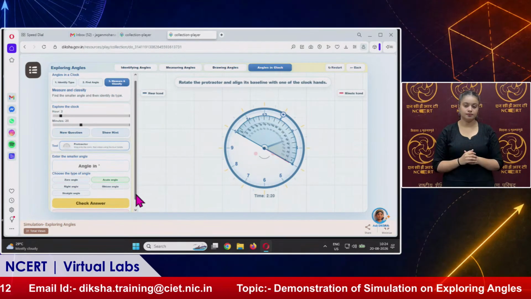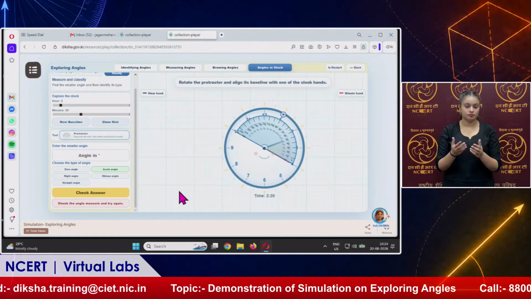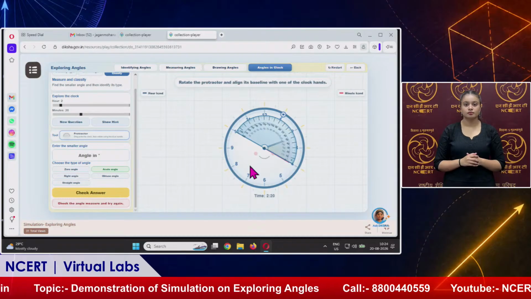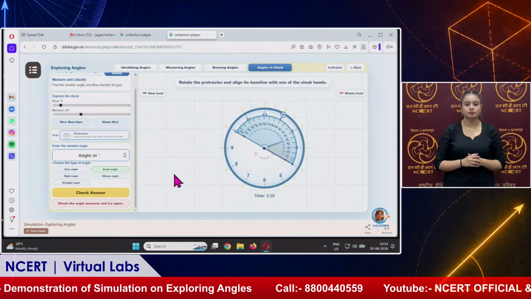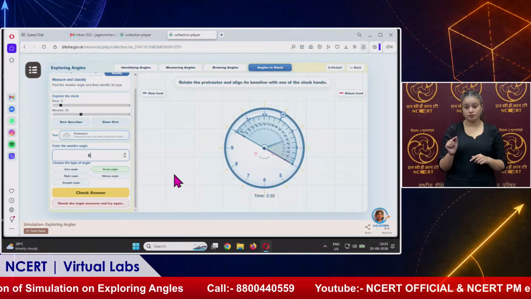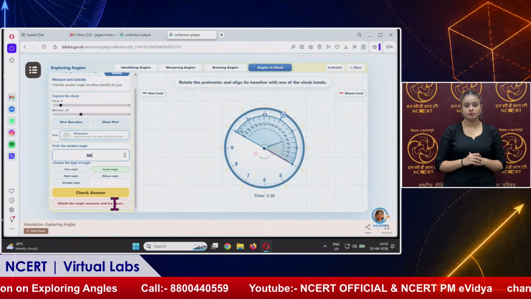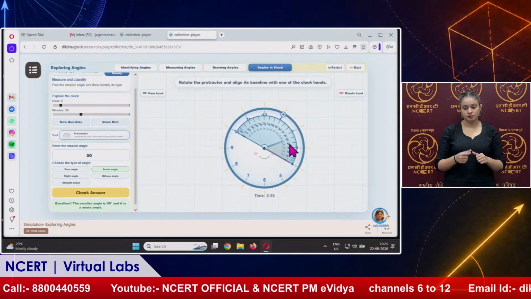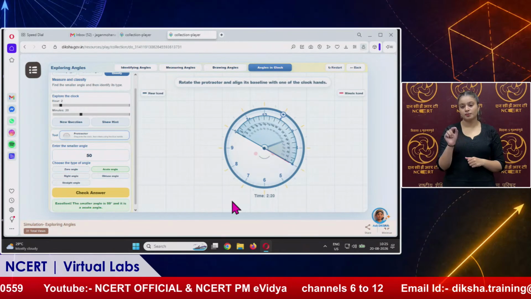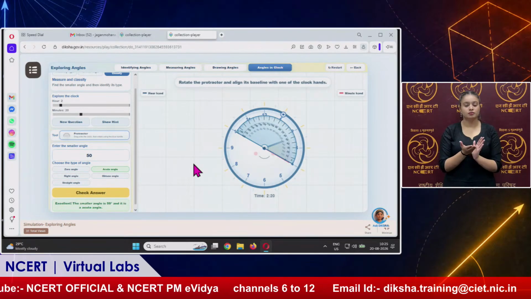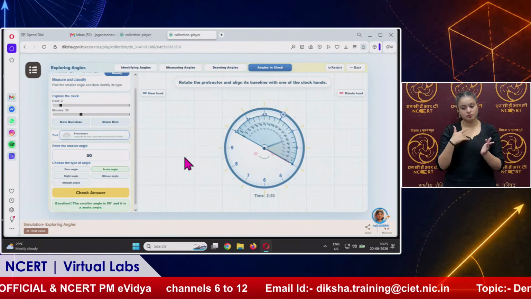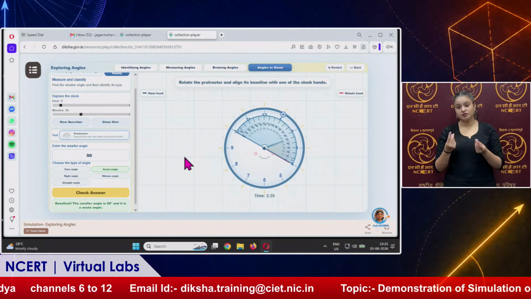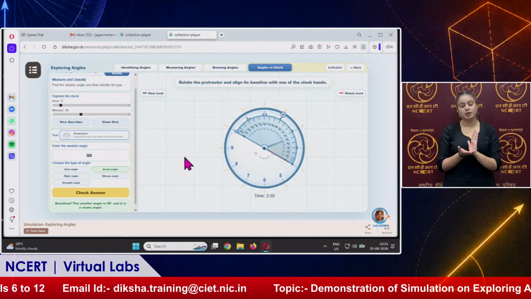So we can check the answer. I think here click the angle measure and try again. Oh, we have to enter here. Yeah, the answer is right, it's exactly 50 degrees. So this is the way we can easily navigate and get immediate feedback and immediate experience with the different types of simulations of mathematics.